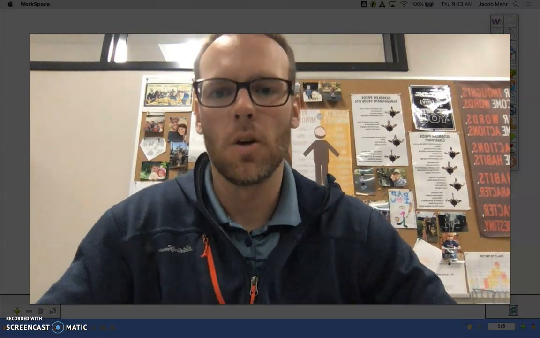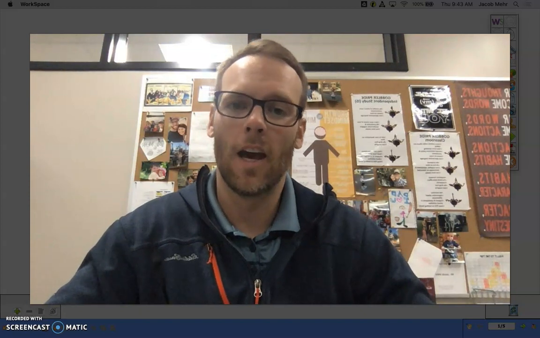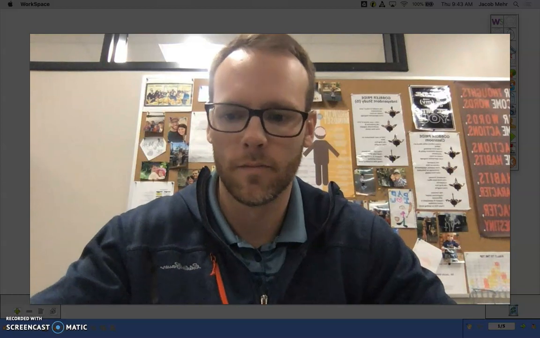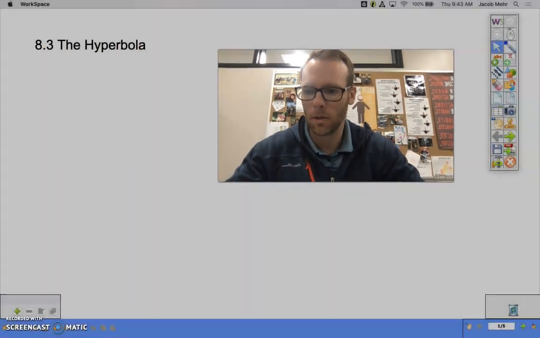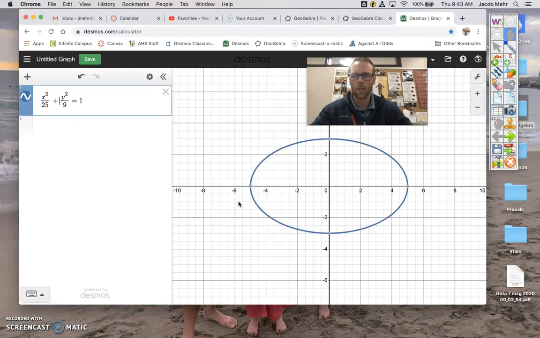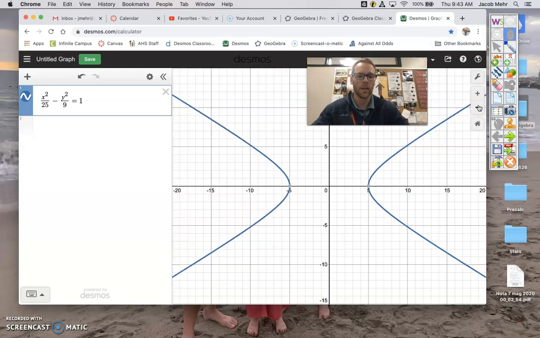Hey everybody. So I've got the equation of an ellipse graphed in Desmos, and I'm going to change one little thing about it. Let's see what happens. Maybe. There we go. Here it is. All right. So x squared over 25 plus y squared over 9 equals 1. That's the equation of an ellipse. We should be very familiar with it. But I'm going to change one thing. I'm going to change that plus to a minus. And what does that do to the graph?